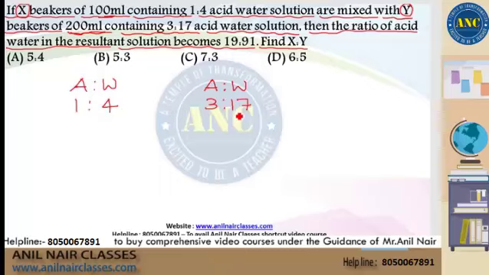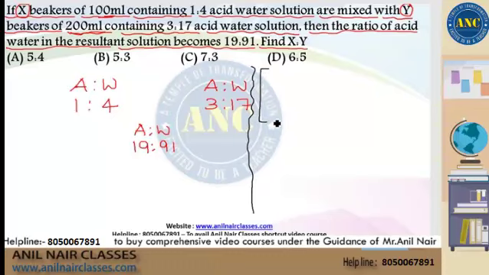Now when I mix these two, the resultant solution has acid and water in the ratio 19:91. Find the value of X, find the value of Y, and take the ratio of X and Y. Find X is to Y is the question. Now see here, same logic, sir. I definitely do not want to change my logic and confuse you people.